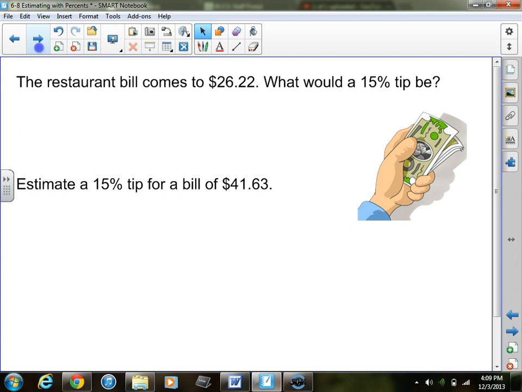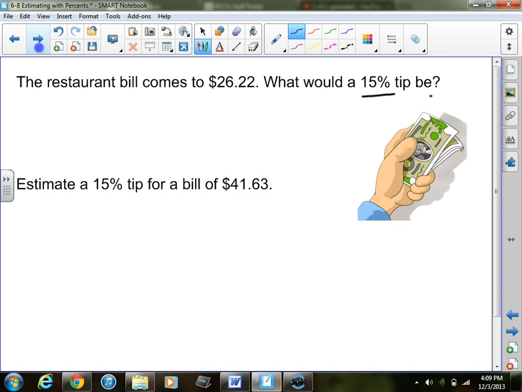Now, normally nowadays we give a 15% tip, meaning I give the waiter 15% of the restaurant bill. You heard the word "of" in there, so you automatically think, oh, I'm going to be multiplying once again. So the question says, the restaurant bill comes to $26.22. What would a 15% tip be?